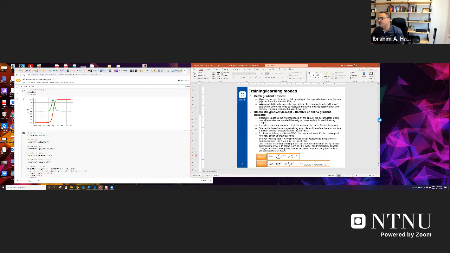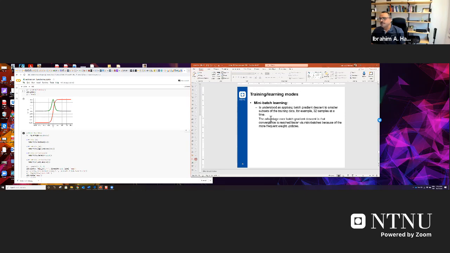Maybe the batch size will be 32 data points or 64, 512, for example. And this is the size which my memory can handle, right? So I will divide my data points into batches. So we apply batch gradient descent to smaller subsets of the training data, for example, 32 samples.